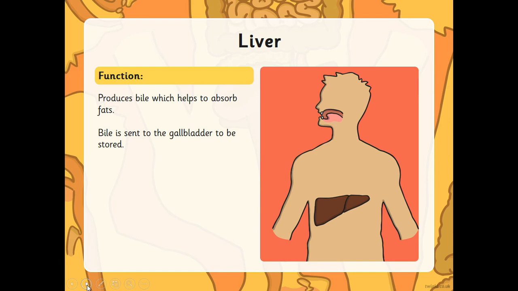And we've also got the liver. You can see the brown there. So the liver produces something called bile, which helps us to absorb fats. And bile is sent to the gallbladder where it is stored. Okay, so you can't see the gallbladder on there, we can just see the liver at the moment. So that helps absorb fat.